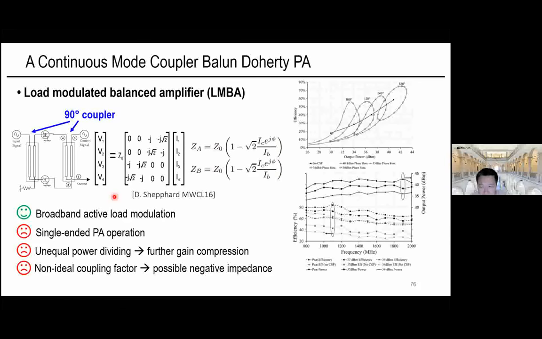However, it also has its limitations. First of all, it is restricted to single-ended PAs because of the coupler design, or it will require additional balun or differential quadrature couplers. Both of them will limit the bandwidth and introduce additional loss. Moreover, the main and the control amplifiers do not have equal power, and as a result it will have an additional 3 to 4 dB of gain compression in theory. Finally, for the output quadrature couplers with non-ideal coupling factors, especially at other frequencies, it is possible for some of the PAs to see a negative load impedance during the load modulation.